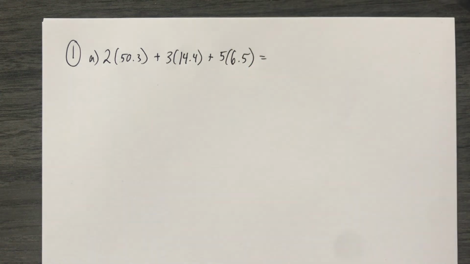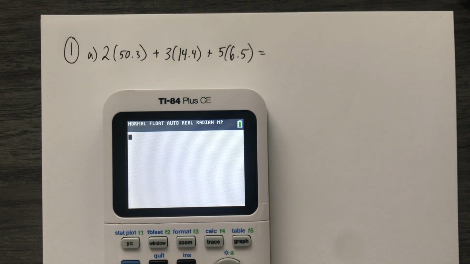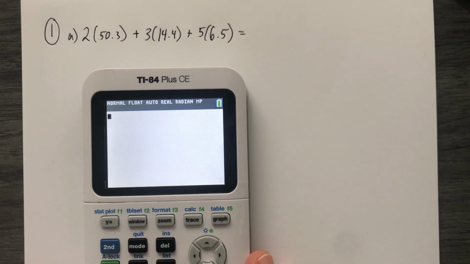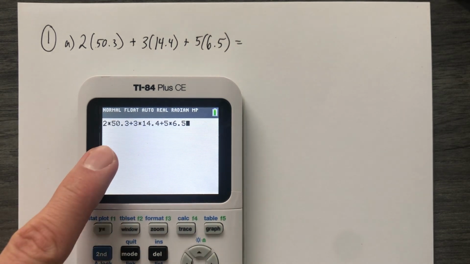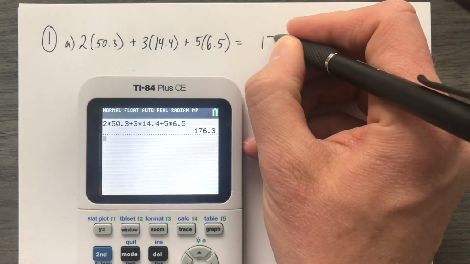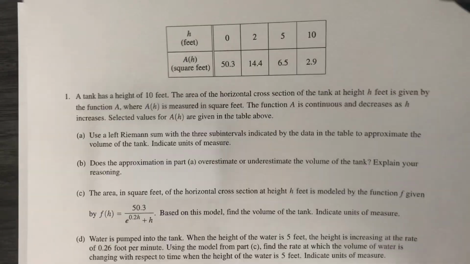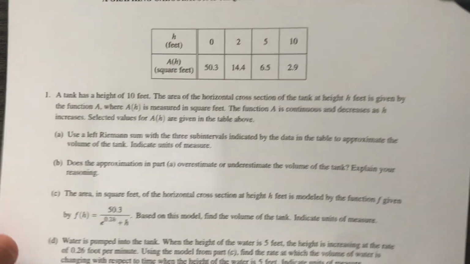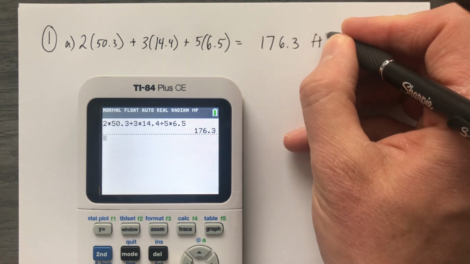Okay, let's go ahead and crank out an answer. And when we do, we also need to figure out the units of it, so we need to put this in context. So 2 times 50.3, 3 times 14.4, 5 times 6.5. Everything right? Yep. 176.3. They wanted us to approximate the volume of a tank. The volume of a tank is measured in cubic feet in this context, so this would be cubic feet.